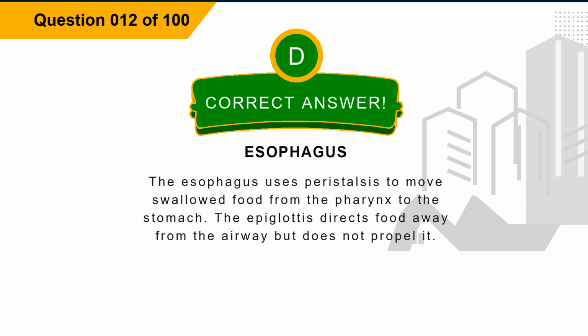Esophagus. Explanation. The esophagus uses peristalsis to move swallowed food from the pharynx to the stomach. The epiglottis directs food away from the airway but does not propel it. Question 13.